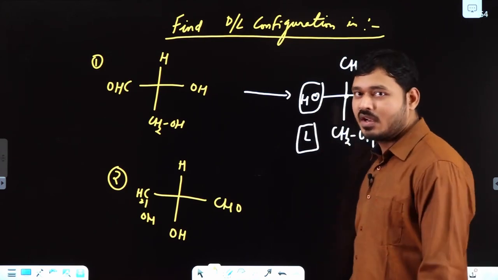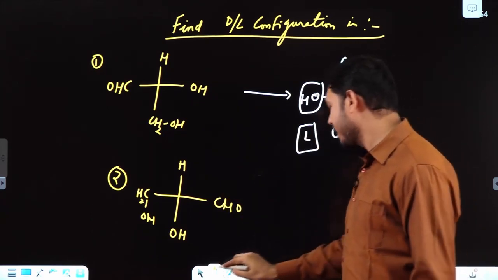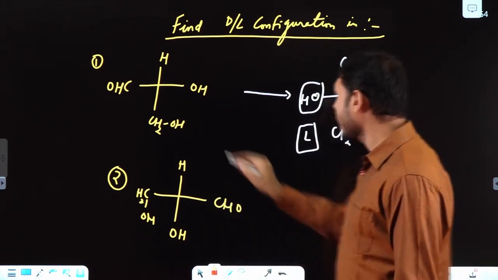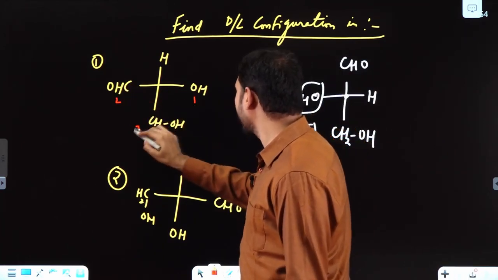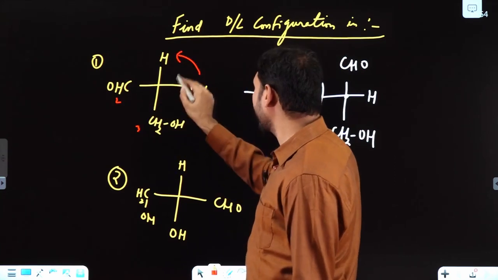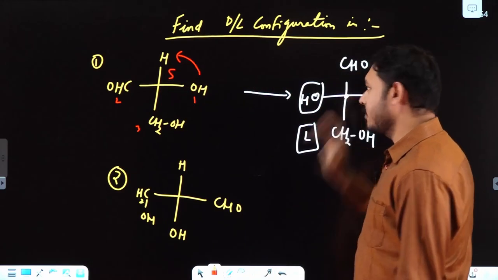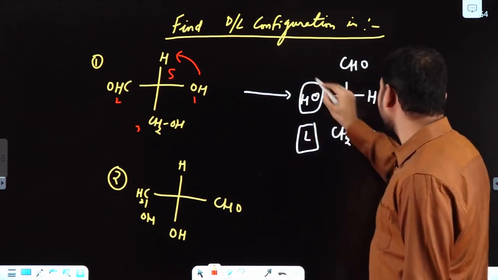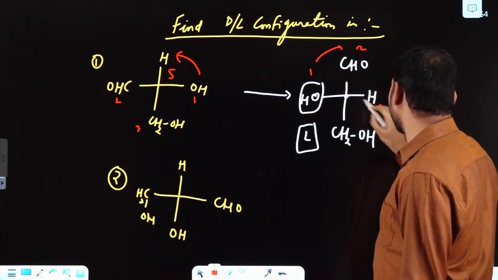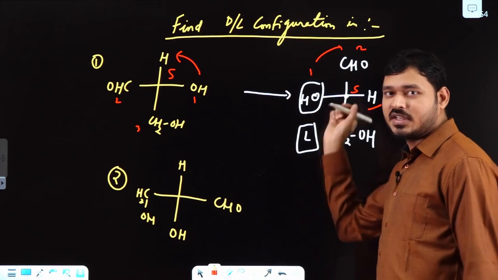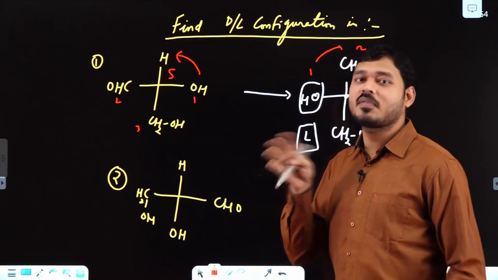Clear to you all? Now let me check whether I have done correctly or not using RS configuration here. Just to check. See, this OH will be 1, this 2 and this 3. 1, 2, 3. This is anti-clockwise. So it is having S configuration. As I know, by interchanging the configuration must remain the same. Okay, let's check this one. OH 1, this is 2. This is clockwise, so R, but hydrogen here, so it is having S configuration. So my interchange is also correct. Okay, so in this way you can use RS for finding DL.